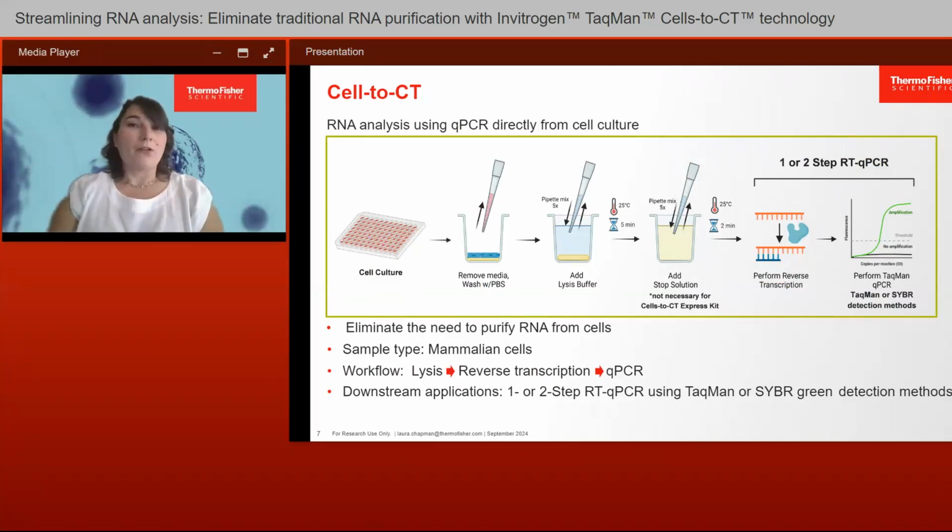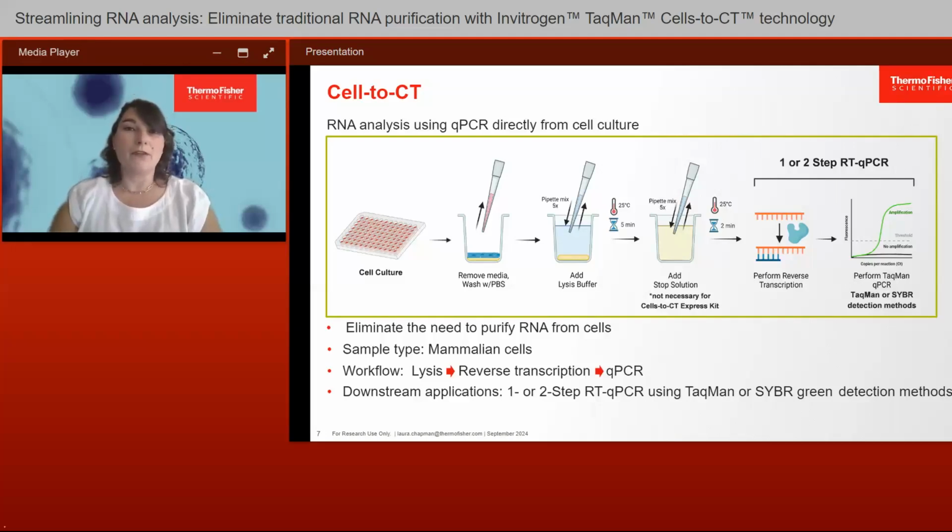So this is a high-level overview of the cells-to-Ct workflow. As I mentioned, it's a way that you can streamline your RNA analysis because it eliminates the need to purify your RNA. This is intended to work with mammalian cells, and so you would start with your cells in a culture plate. Here is an example of a 96-well culture plate, in the first image on the left of the workflow diagram.